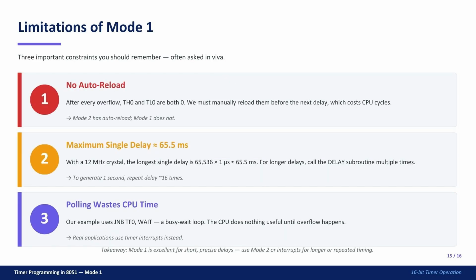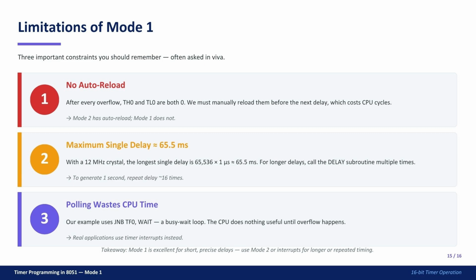Before we wrap up, let me mention three important limitations of mode 1. First, there is no auto reload. After every overflow, we must manually reload TH0 and TL0. This takes a few CPU cycles and introduces a small timing error if we are not careful. Second, the maximum single delay is limited to about 65.5 milliseconds when using a 12 megahertz crystal. For longer delays, we have to call the delay subroutine multiple times in a loop.